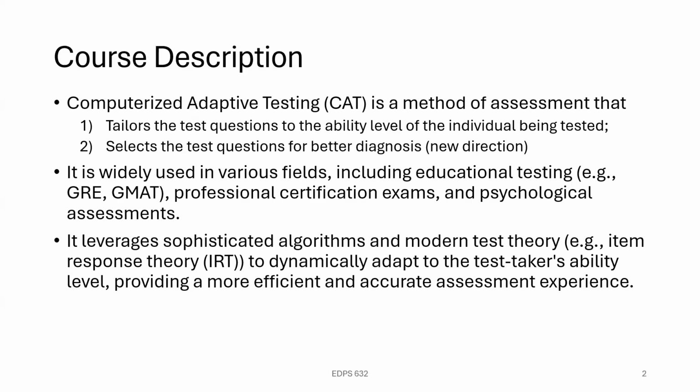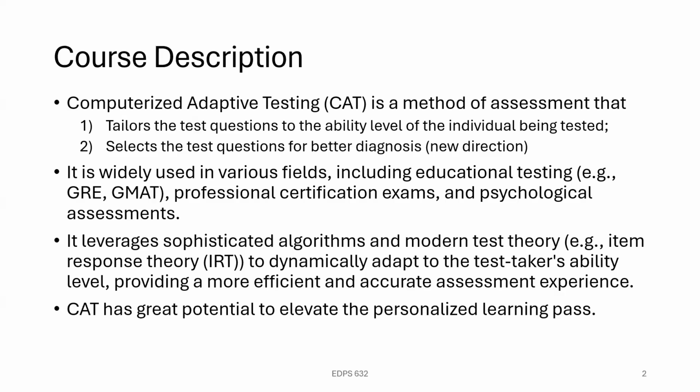We dynamically adapt to the test taker's ability level, providing a more efficient and accurate assessment experience. Because we don't give many difficult items to a less able examinee, we can save time and make the assessment more accurate. And CAT has great potential to elevate personalized learning paths. That part, I think, is new, and I will emphasize it in the class. Not only is our goal to make precise assessment, but we are also thinking about how to use this technology to elevate personalized learning, to make learning individualized. In doing so, we need to make assessment individualized, right?